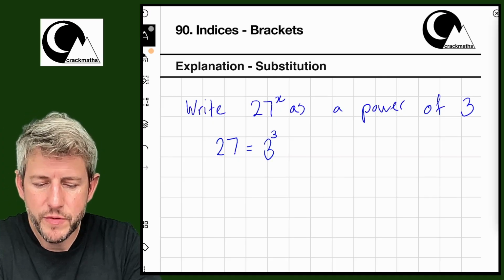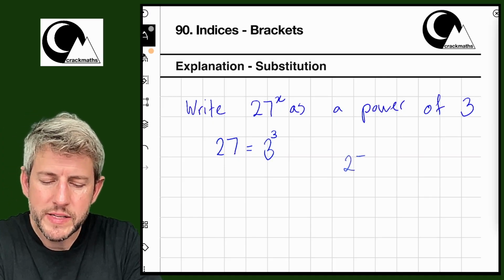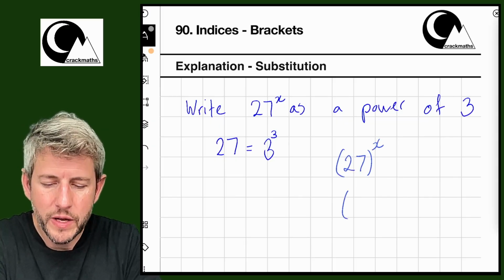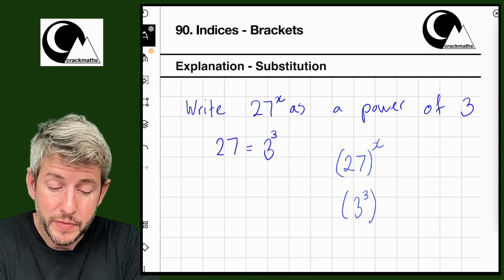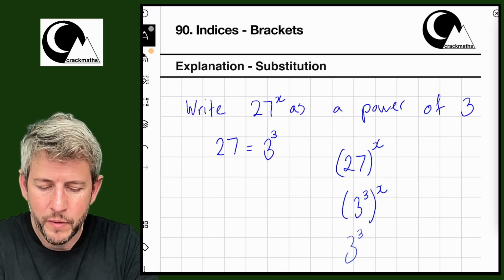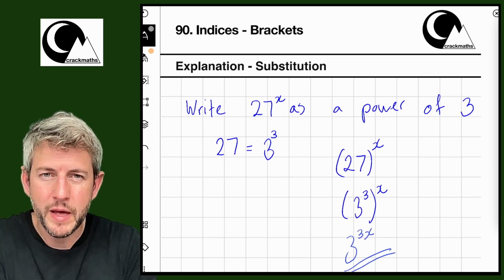And now we can go through the same process. So we've got 27 here, all to the power of x. And then that will give us 3 to the power of 3, all to the power of x, which will then give us 3 to the power of 3x.